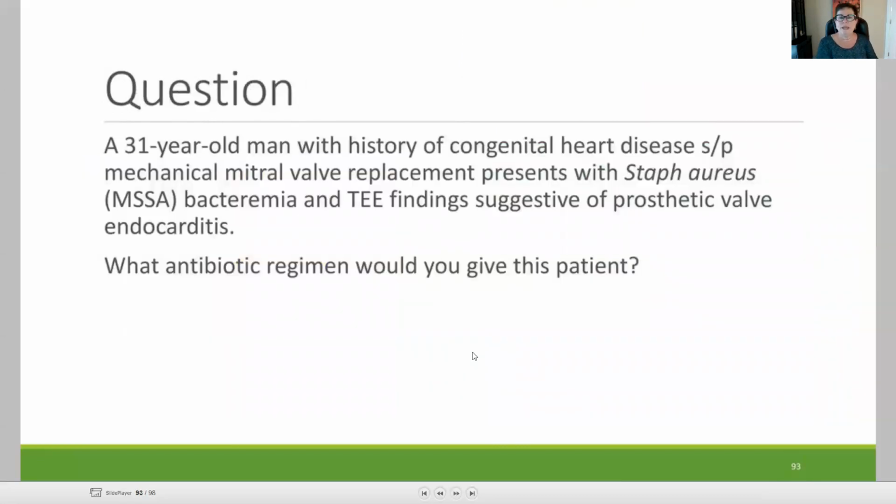So, a 31-year-old man with a history of congenital heart disease. He has a mechanical mitral valve replacement. He presents with Staph aureus, methicillin susceptible Staph aureus, and TEE findings are suggestive of a prosthetic valve endocarditis. What antibiotic regimen would you expect this patient is given?